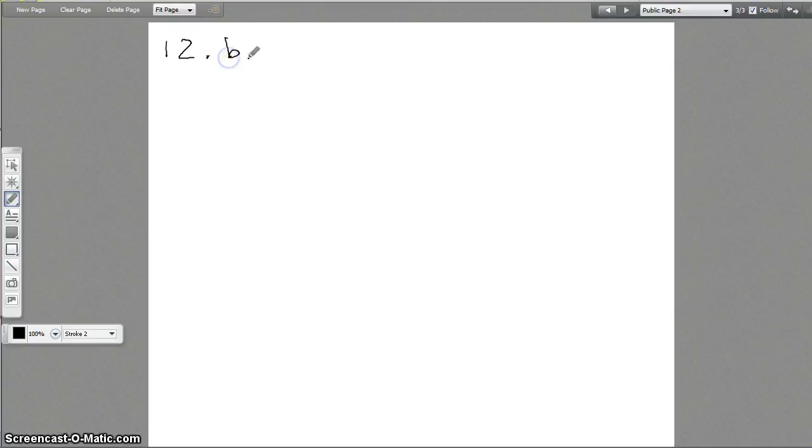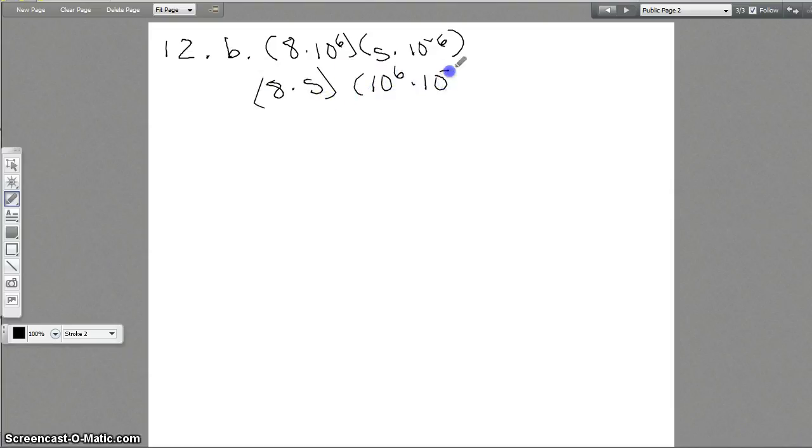So we're going to do part B first. Part B has 8 times 10 to the 6th multiplied by 5 times 10 to the minus 6. The way that I recommend you work these is multiply your straight up numbers first and then multiply your powers of 10. So I'm going to rearrange this to be 8 times 5 times 10 to the 6 times 10 to the negative 6. So you'll notice that I rearranged the order because I moved the 8 and the 5 next to each other. And then I moved the 10 to the 6 and 10 to the negative 6 next to each other.